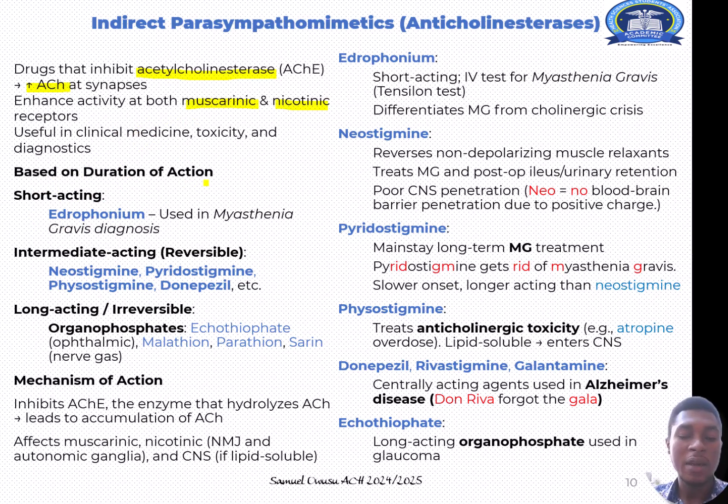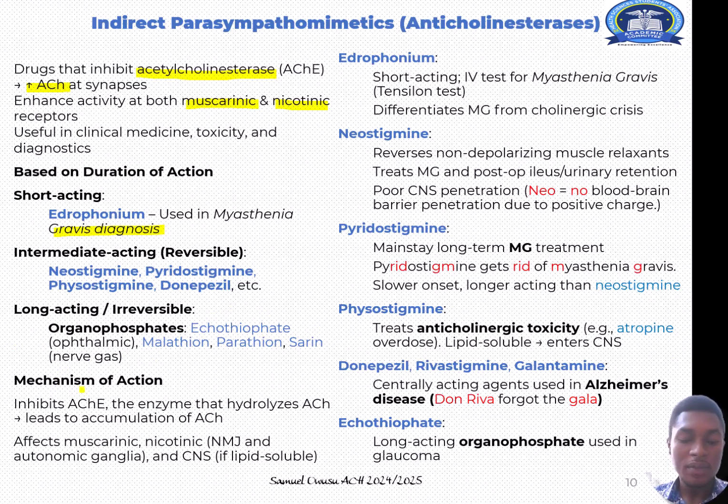Now we can categorize these into short acting, intermediate acting, which is reversible, and long acting, which are irreversible. The short acting one that is known is edrophonium, which is used in the diagnosis of myasthenia gravis. And then we have the intermediate or reversible acting ones, which are neostigmine, pyridostigmine, physostigmine, and donepezil. Okay, the long-acting ones are organophosphates. They are the ones that are found in mosquito sprays and other insecticides. So we have malathion and parathion, and then we have ecothiophate and sarin, which is a nerve gas.